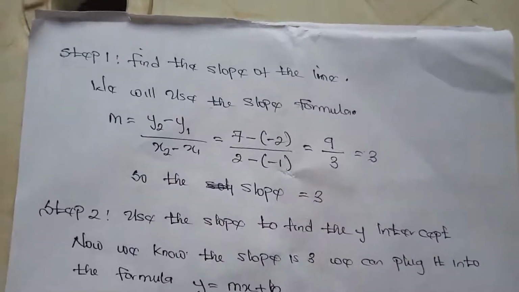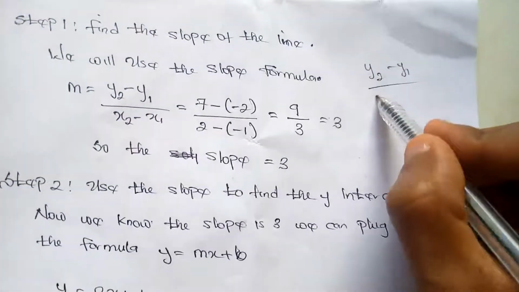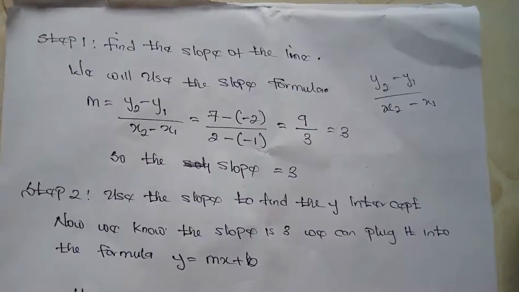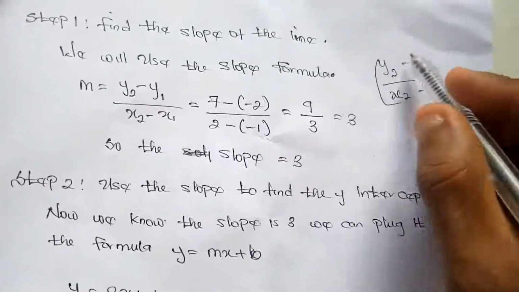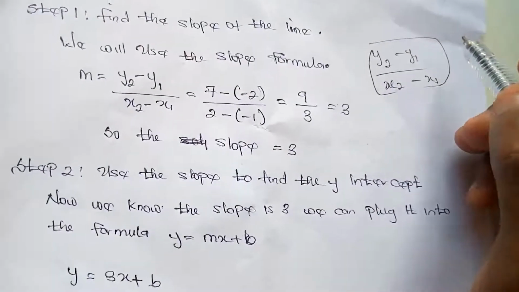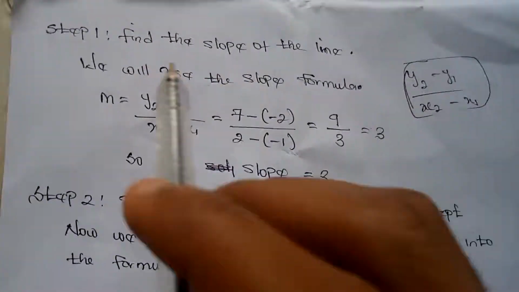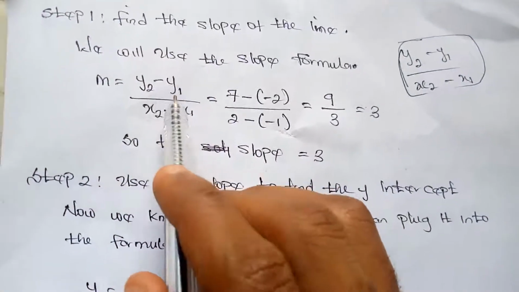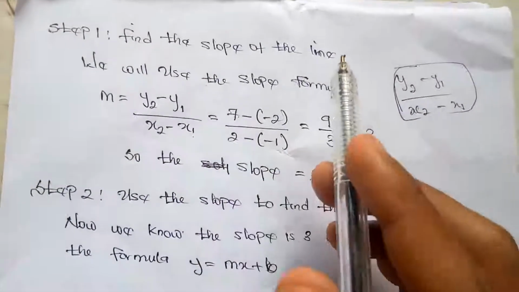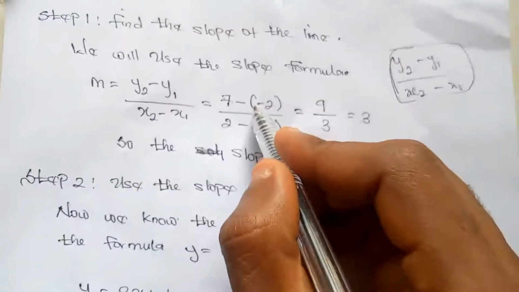We do know the slope formula. The slope formula is y2 minus y1 all over x2 minus x1. It's not a 1 point slope formula or a 2 points slope formula; this is the main slope formula. So m equals y2 minus y1 all over x2 minus x1.